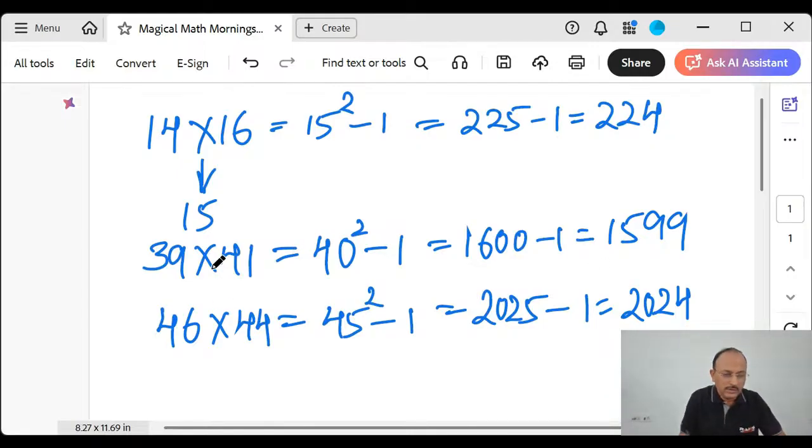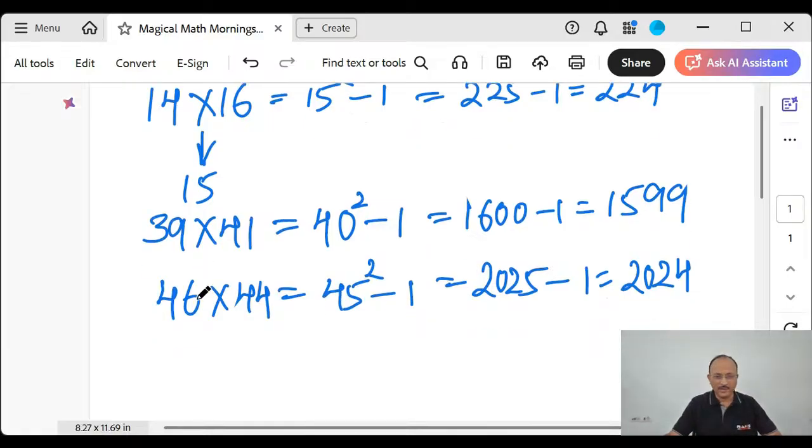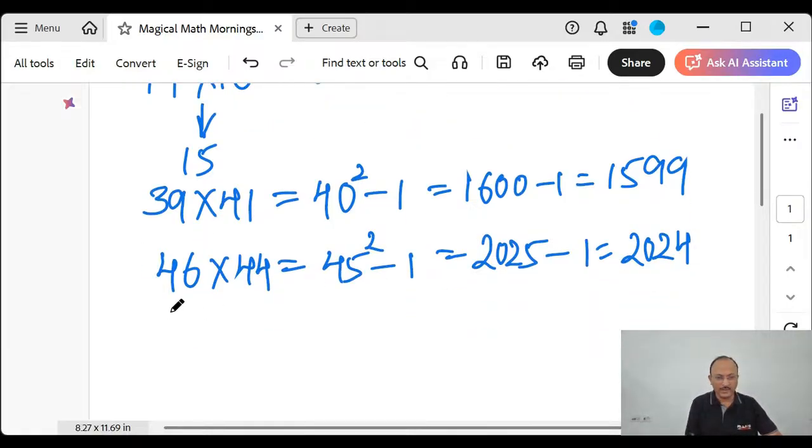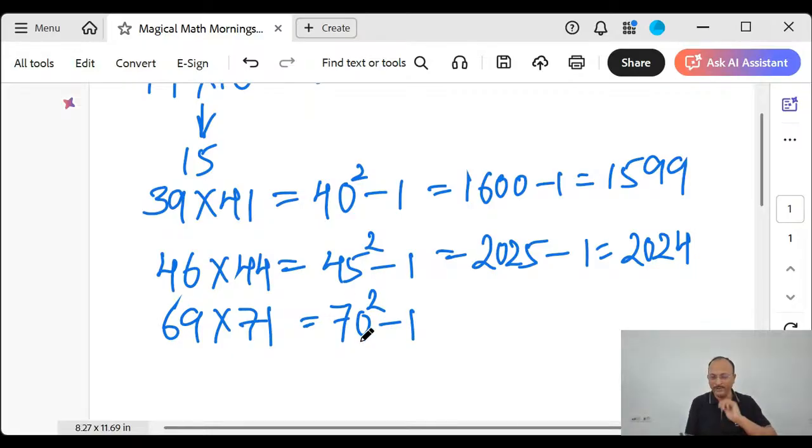And let me give you one more bigger number. Suppose you want to multiply 69 into 71. What is the difference? Just 2. What is the middle number? 70. 70 square in mind itself we can calculate, correct? 4900 minus 1. 4899 is the answer. Isn't it very simple? Very simple.